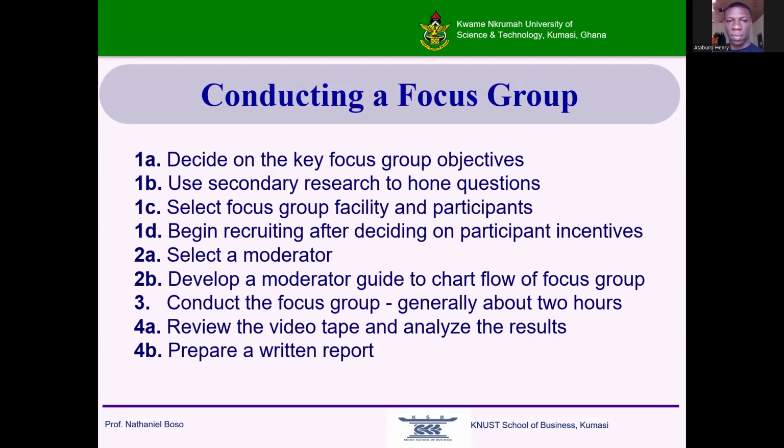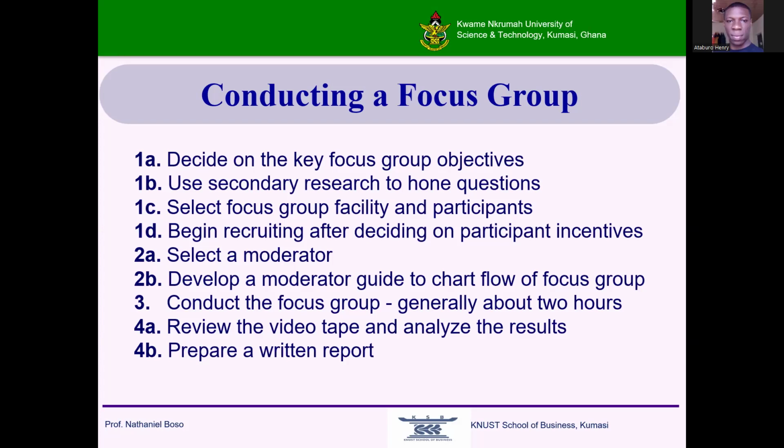So step one, decide on the key focus group objectives. Use secondary research to hone questions. You may need to do an initial exploration of the questions you are going to ask to make sure that they are well constructed, and when they are posed, the listeners or the focus group participants will understand them in the way you intended them to understand it, to elicit the kind of responses you need. It's a back and forth something. You need other people to look at it for you to help improve the questions, and you must know the questions by heart, or the moderator must know the questions by heart, so that when you ask, if it's not clear, you can re-put it so that you don't lose the meaning of the questions.